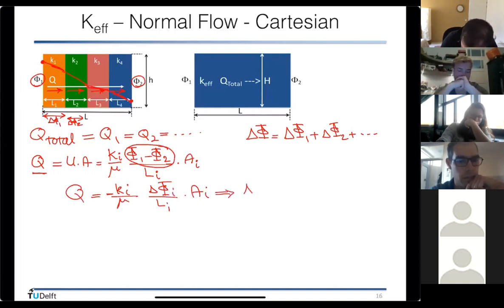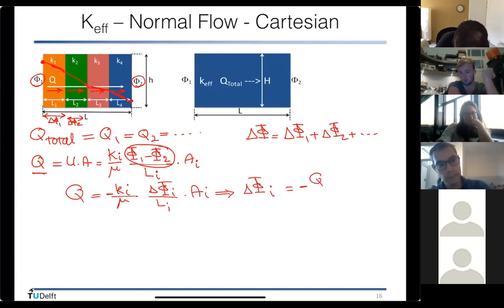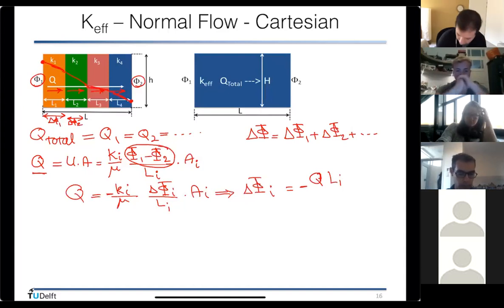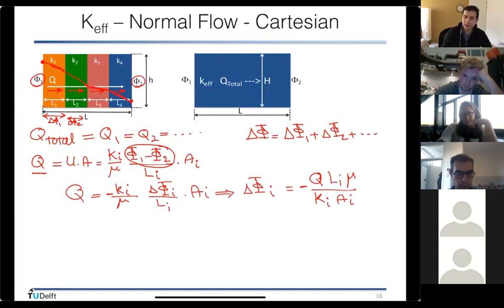which means the potential drop in any layer i would be what? It would be minus Q times Li, times viscosity, divided by permeability of i, Ki, times area i. So I write this for the entire system because I write Q, not Qi, because I know Q is the same for all sections.